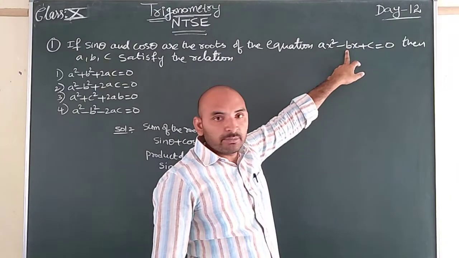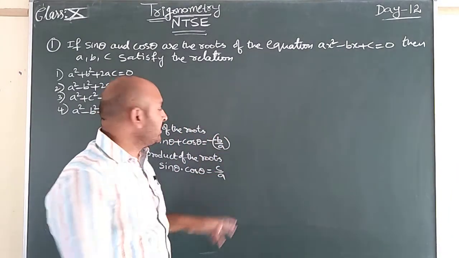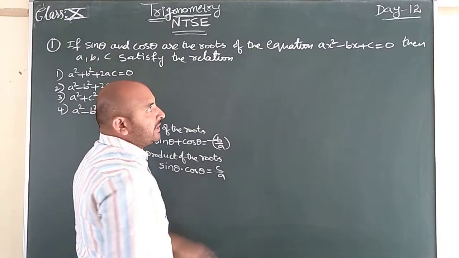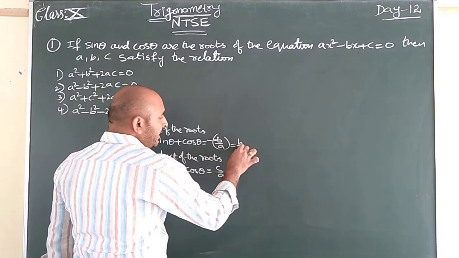Because here the x coefficient is minus b. The sum of the roots is minus of minus b by a, that is, b by a.